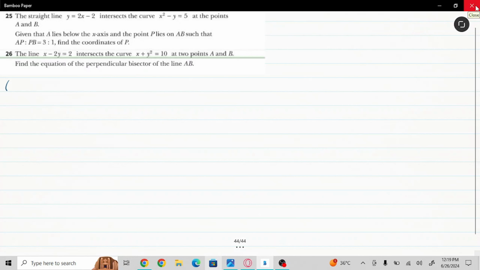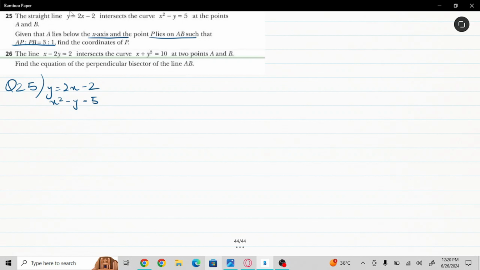And for 25, we have a straight line y is equal to 2x minus 2, which intersects the curve x squared minus y is equal to 5 at the point C. So what we are asked is, given that A lies below the x-axis and the point B lies on AB such that the ratio AB to PB is a given ratio, find the coordinates of B. And that will all make sense. Before that, we have to find the coordinates of A. Now, first of all, just concentrate on finding the x and y values. So equation 1 here, equation 2 over here, we are going to input equation 2 into equation number 1.